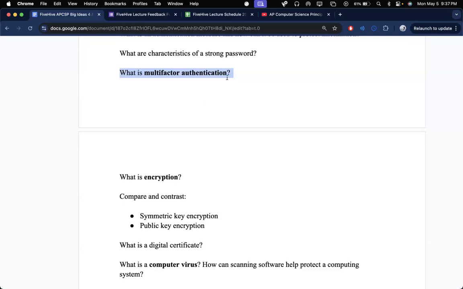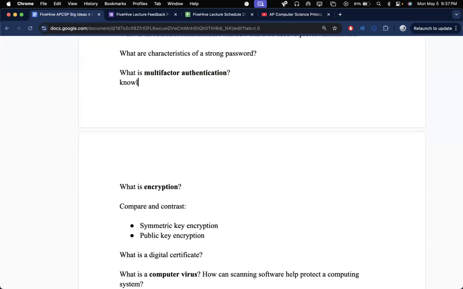So there are some categories of this that we should know. So we have knowledge, so something you know, obviously. We have possession, something you have, and you have inherence, which is something you are. So typically you want two of these three things at least. So for example, a password that you know and a phone that you have, right? That makes a good authentication, right? Or for example, a password that you know and a security question that you created, right? Make sense?